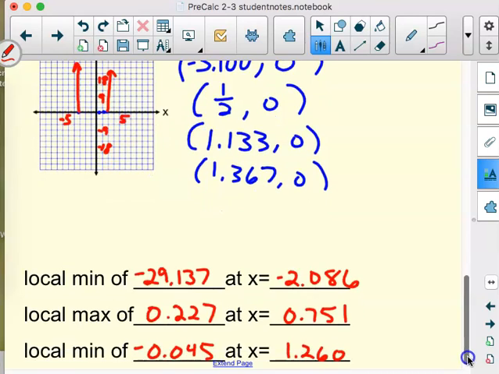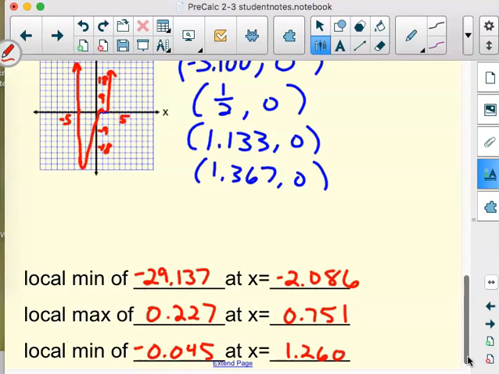Now, because we spent yesterday doing a lot of that, I cheated and wrote these down earlier so we can just know where those local mins and local maxes will be at. So we have a local min of negative 29.137 at x of negative 2.086. So remember we went by 3s, so that's going to be very, very close to the bottom of our graph. And then I found the local max, and that is just barely over the top of the x-axis, so 0.227. And that's at an x of 0.75.